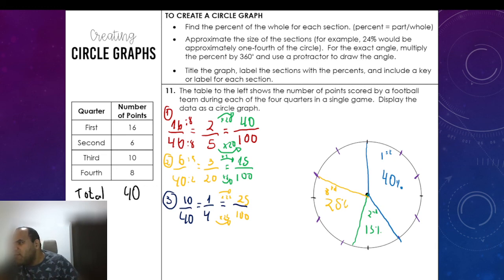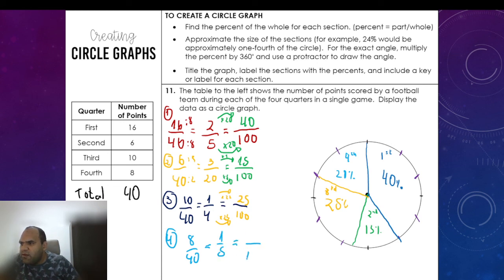And the last one here. What is left? Here's what is left, the fourth. If you add together 40, 15, and 25, you get 80, so here's 20%. The fourth one, how can we know? 8 divided by 40, simplify the fraction, is 1/5. Which number do we multiply here to get 100? We multiply by 20, and do the same thing on the top. 20%. Great, guys, we finish here.